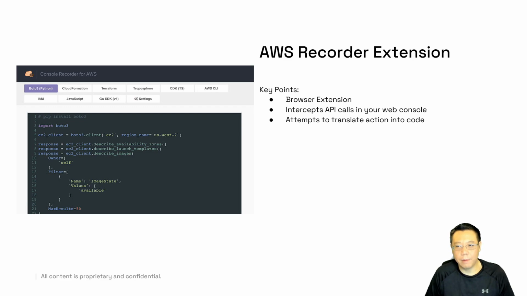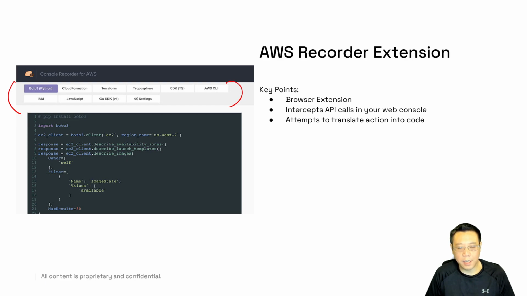We're also going to showcase the AWS Recorder extension, which is made by Ian McKay. This is a community-driven extension. It's not necessarily deprecated, but it hasn't been updated in a while. But the cool factor is that it has all of these conversions to translate what you do in the console into actual code. Very useful stuff.